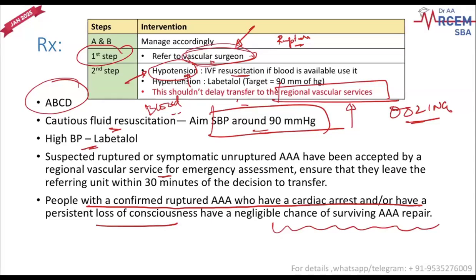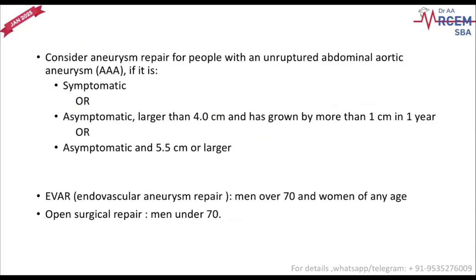Whenever the vascular surgeons accept the case, make sure they transfer within 30 minutes. Do not delay for any reason. You might say, I'm doing a resuscitation, I'm doing a blood transfusion, wait. No, there is no point in waiting, because if it ruptures, he will die. Every second matters. He needs to be in the operation theater as soon as possible. So make sure you call a blue light ambulance and shift to the regional vascular center within 30 minutes. Otherwise, if the patient dies, the coroner will question you.